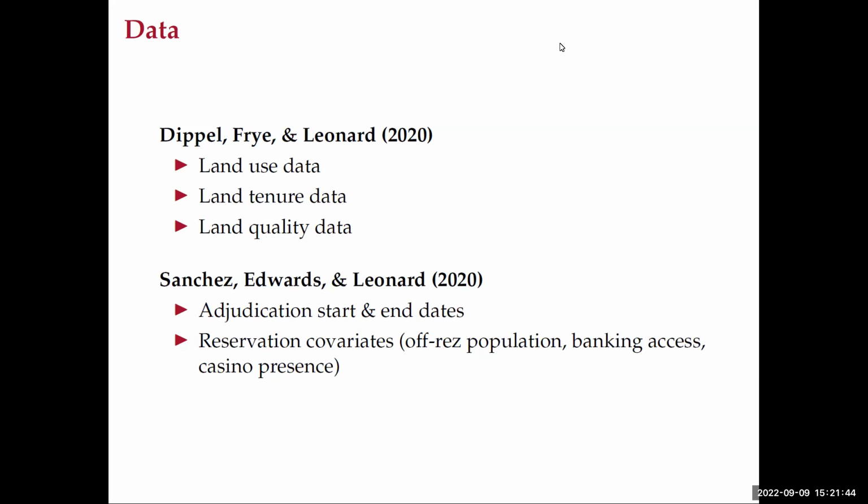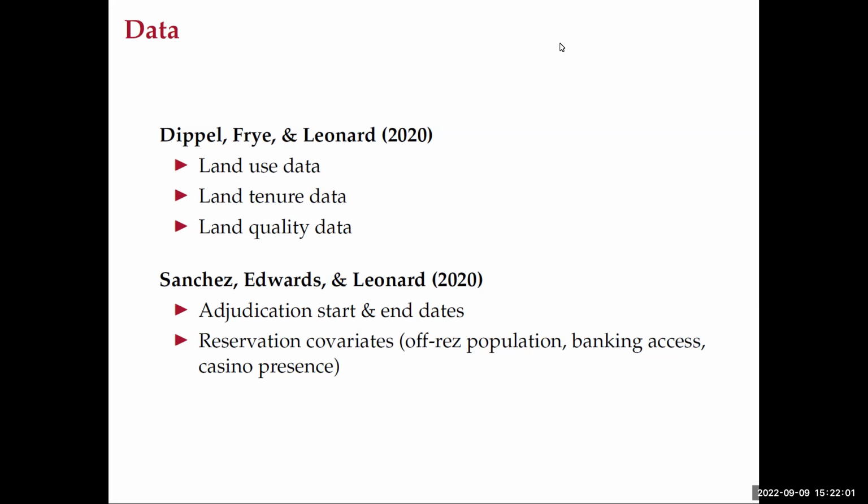But this is all from this Dippel, Frye, and Leonard paper about land use on reservations and in particular land tenure. This is really cool data. I'll come back to that. No one else has really gotten this sort of data before.